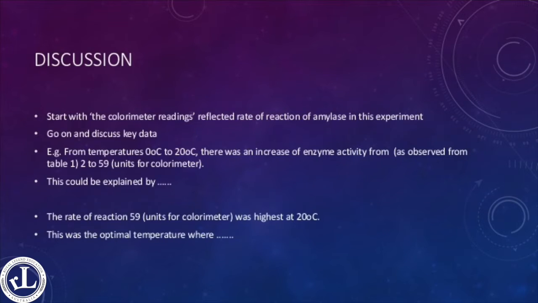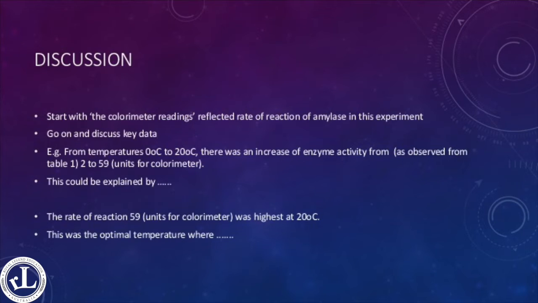In your discussion, first of all, start by saying that the calorimeter readings, or whatever you're using to measure the rate of reaction, reflect the rate of reaction for this particular enzyme. And then you go on to discuss key data. Remember in your discussion, it's always a good idea to quote values in your graphs or your tables. For example, you could say from temperature 0 degrees Celsius to 20 degrees Celsius, there was an increase of enzyme activity from 2 to 5 units for the calorimeter.